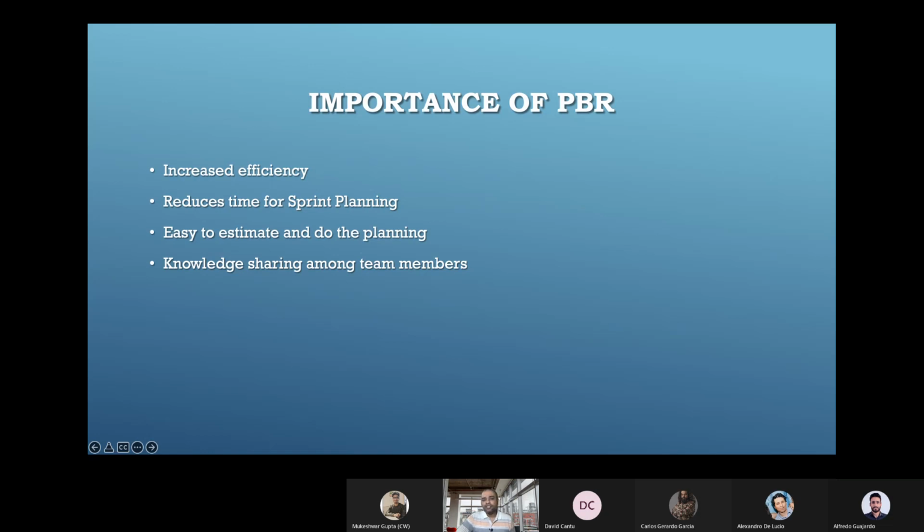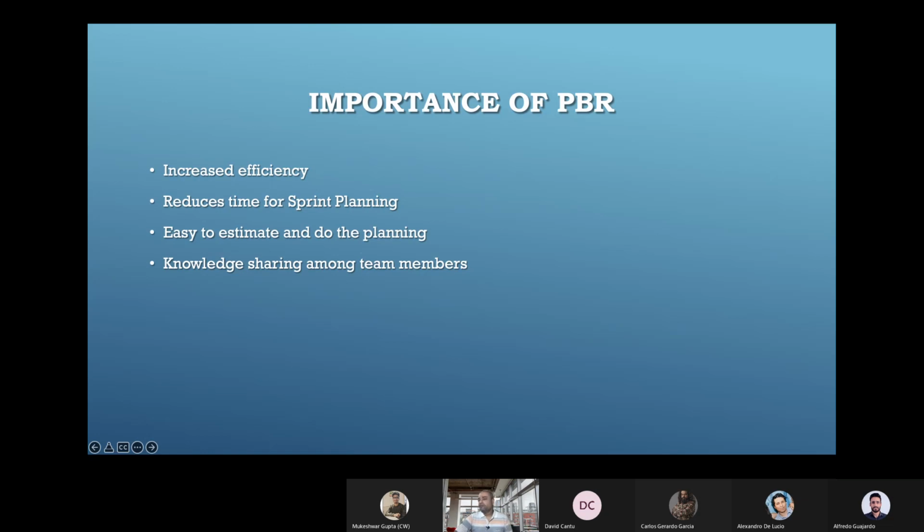Third point is it's easy to estimate and do the planning. So when your backlog refinement has happened, and you are very sure, it is just a matter of doing story pointing, and then we can also estimate how much time, energy and effort can be taken for that.